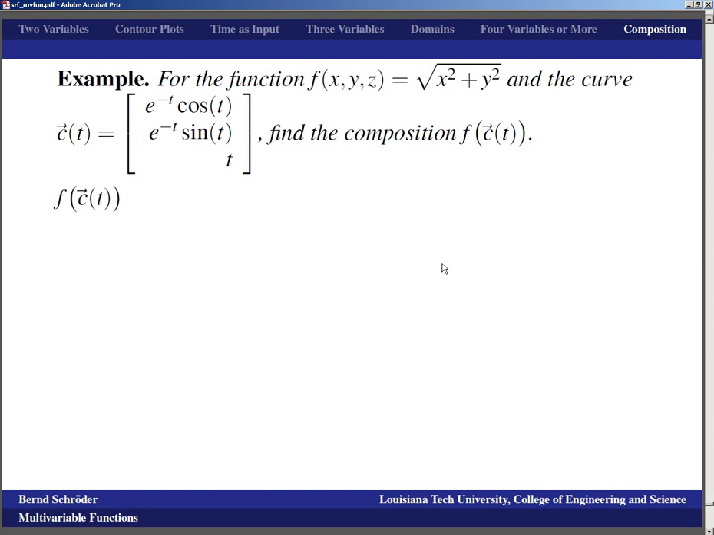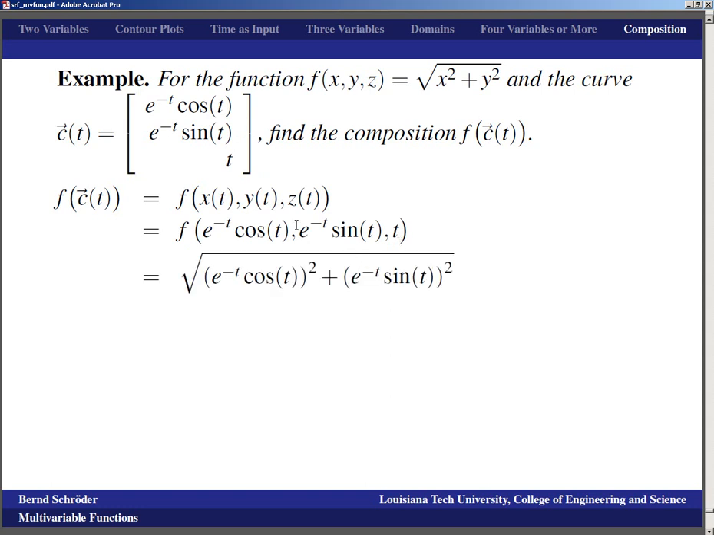All right, either way, well, what's composition? Composition always was that we plug one function into another function. Now we have a vector-valued function plugged into a function. Well, that just means that x of t goes in for x, y of t goes in for y, and z of t goes in for z. So that means this is f of e to the negative t cosine t, e to the negative t sine t, and t.